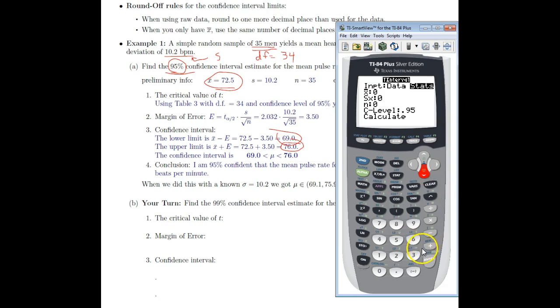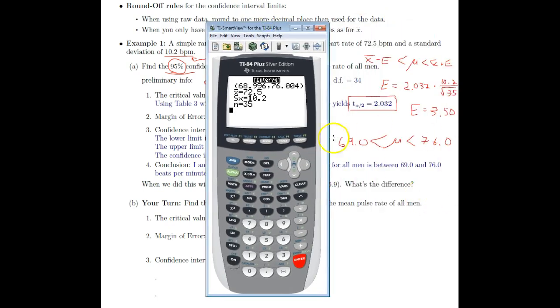Our x bar is 72.5. Our standard deviation, our s, is 10.2. Our n is 35. Our confidence level is 0.95. It does some crunching and says 68.996 and 76.004, which when you round them, you'll get the same values that we got over here. Awesome. Pretty easy stuff.